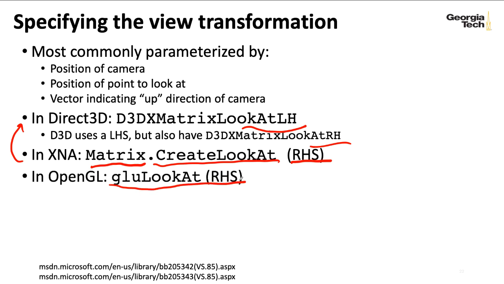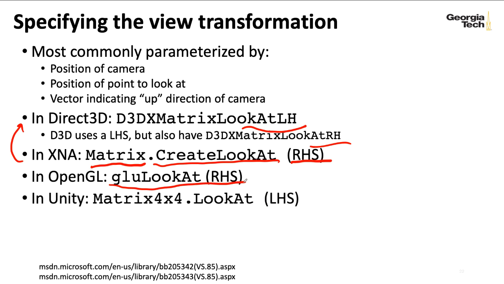OpenGL is right-handed out of the box, so there's a command to create a right-handed lookat matrix. Unity has a 4x4 matrix library that includes a method for creating a lookat matrix in a left-handed system, which Unity uses. But usually a programmer will only call this if they're doing some specialized weird thing, because usually there's a camera class with various built-in scripts associated with it that will call such a lookat routine for you.